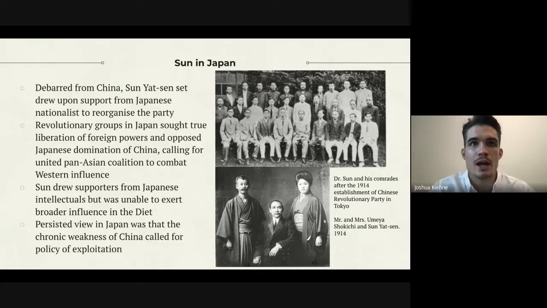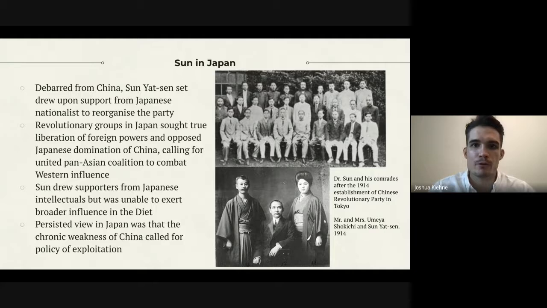So even though Japan at this time is very much looking to expand their power, with a highly militaristic, expansionary foreign policy, and they're looking to carve off their own elements of China, members of these revolutionary groups were not in support of this militaristic Japanese foreign policy. And they called for a united pan-Asian coalition to combat Western influence. So Sun drew supporters from Japanese intellectuals. You can see a few of them pictured here.